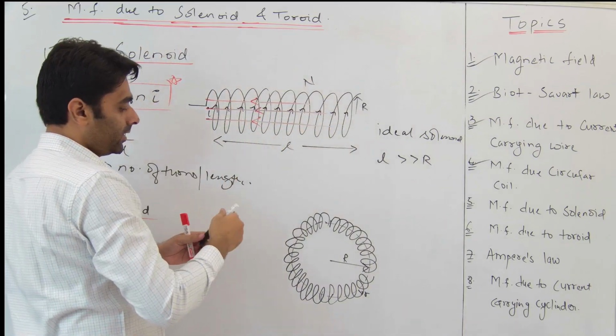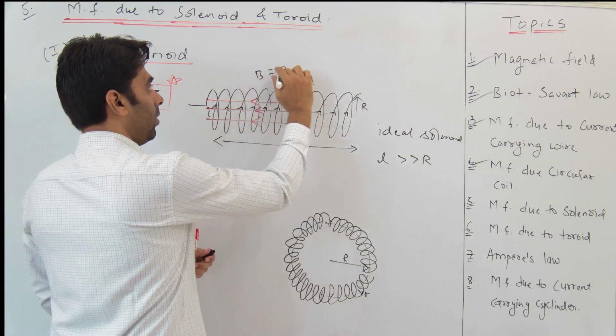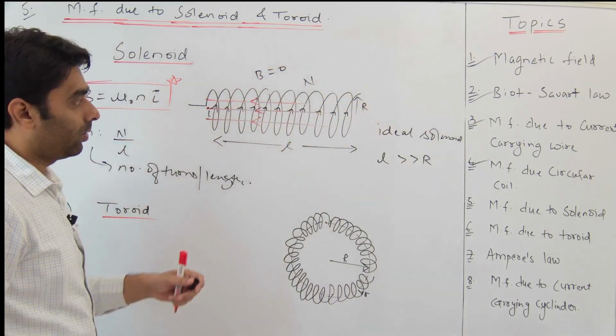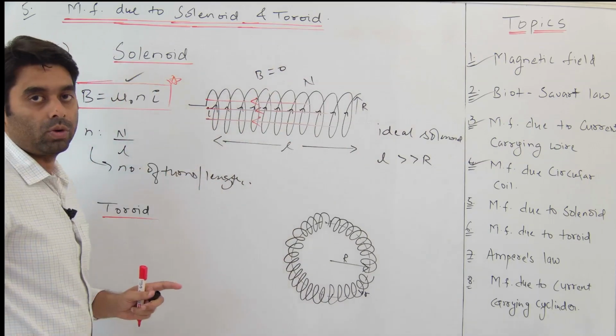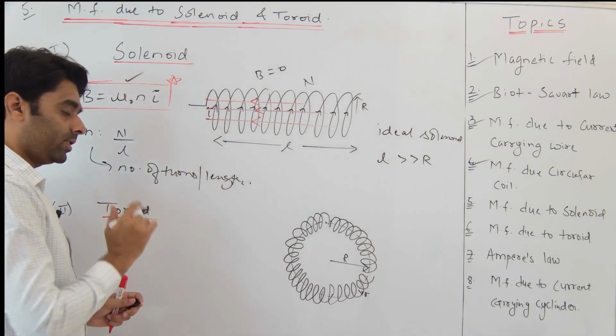And outside it is 0. B is 0 outside for your ideal solenoids, and inside it is uniform and the magnitude is mu naught Ni. Right? Fine. Let us come next to our toroid.